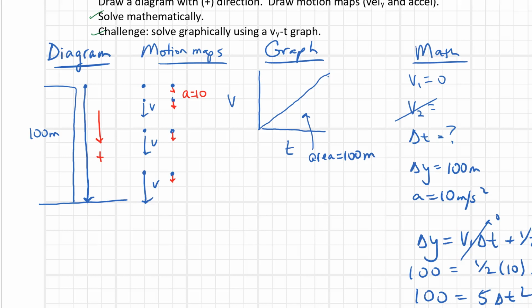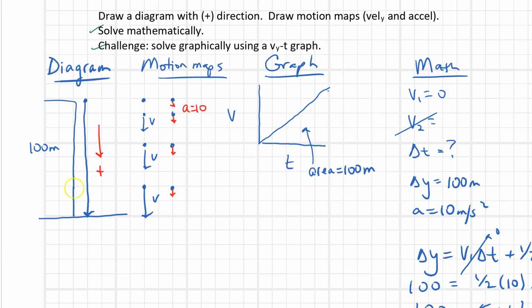Alright, so here's my answer to this your turn. Hope it went well for you. So I wrote a diagram here, a 100-meter building, and the ball's dropping downwards, and I chose downwards to be positive because it makes more sense.